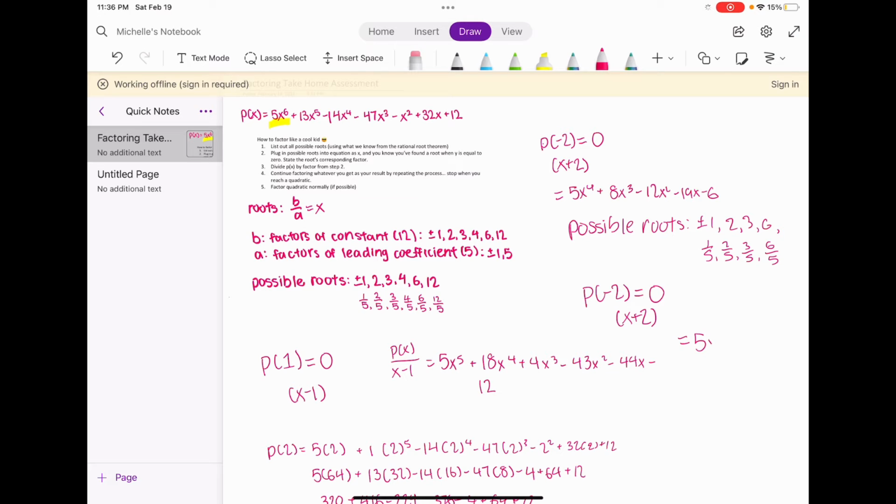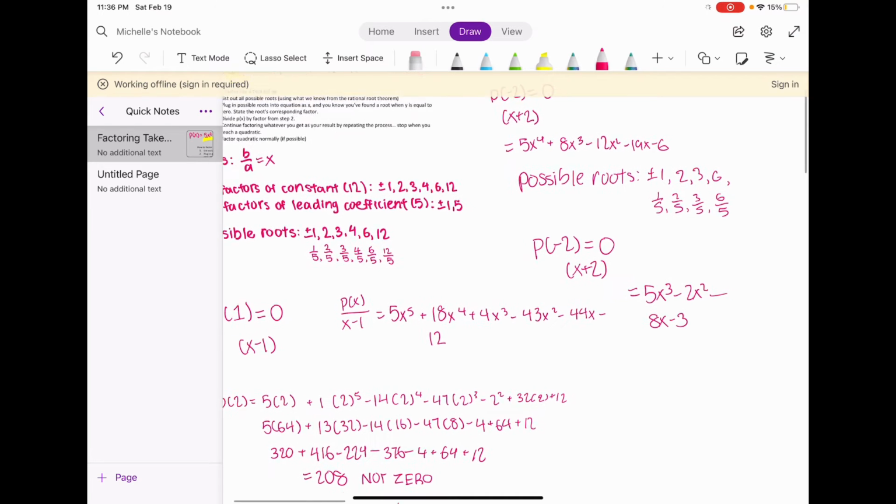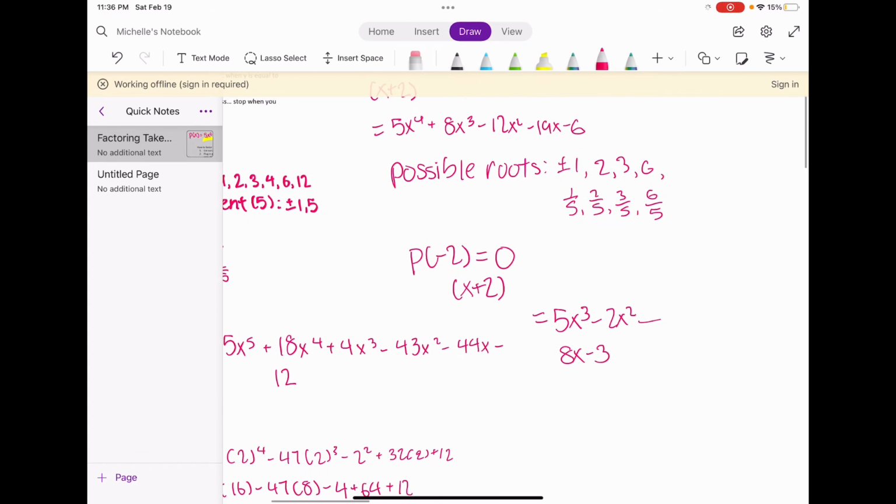5x cubed minus 2x squared minus 8x minus 3. Okay, so we have to factor this down even more because, like I said at first, this is not a quadratic. So the possible roots are going to be different again because we have a different constant this time.